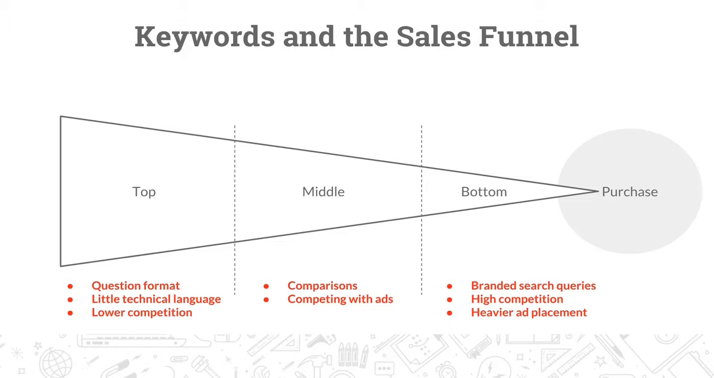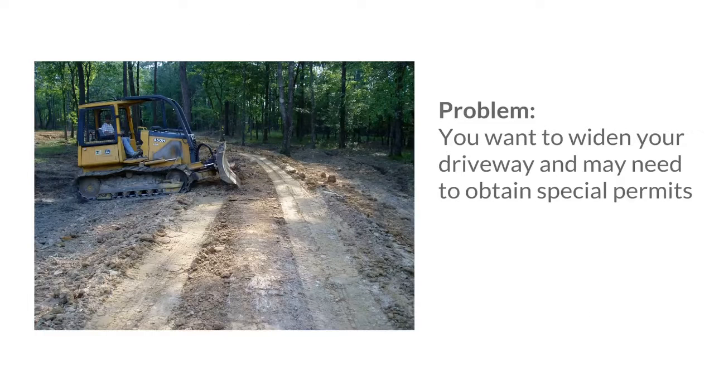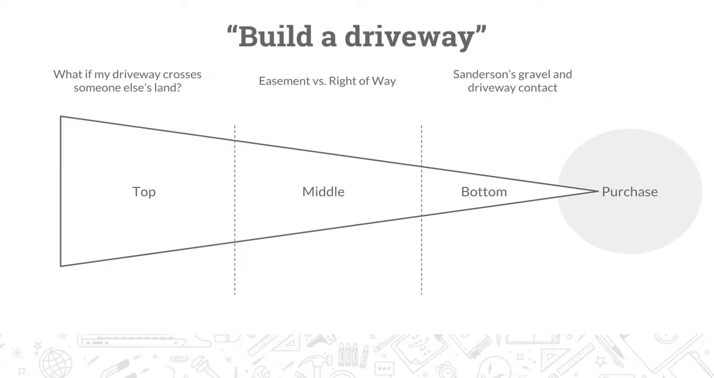More people are vying for those bottom of the funnel search queries. And we can illustrate this with an example. So here's maybe a tail case example, but let's say that we have a house and we want to widen our driveway. And before we begin widening our driveway, we're not sure whether or not we need special permits for that. Okay, so just imagine this use case.